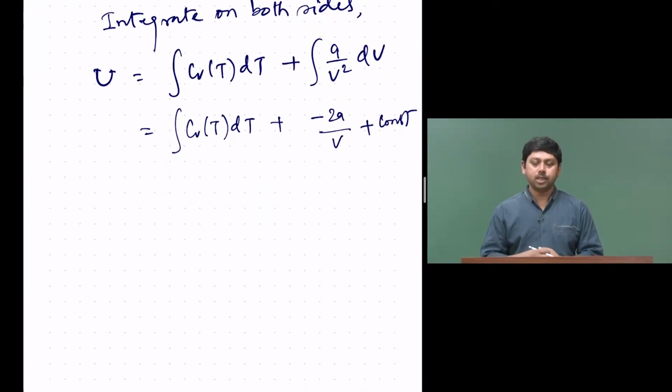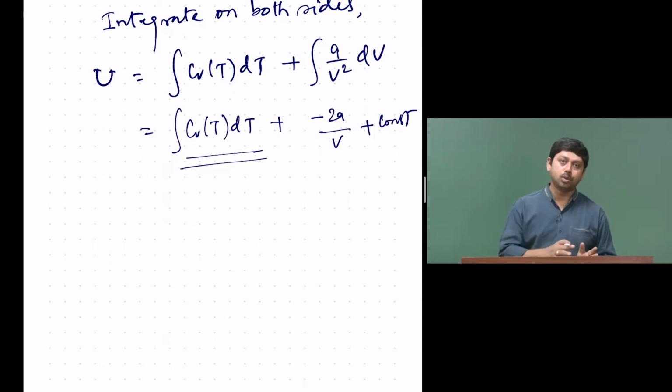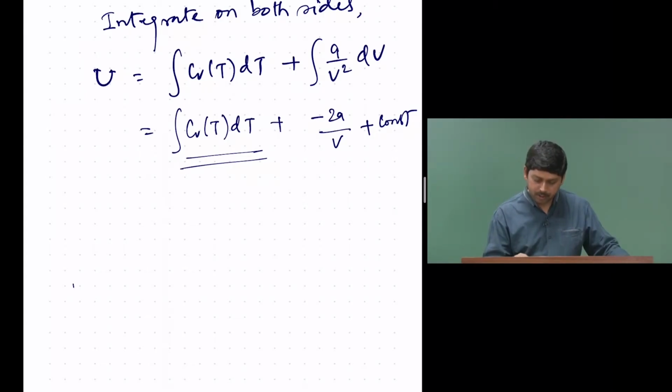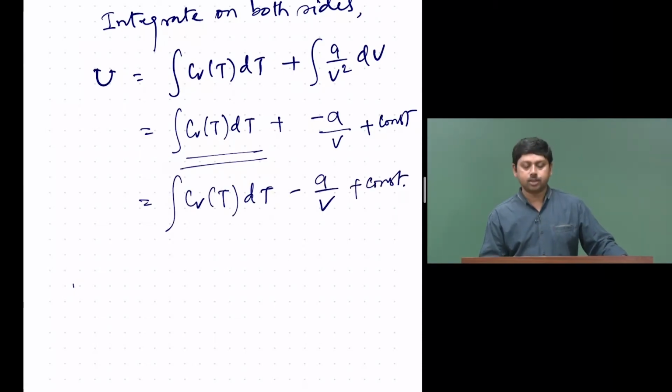So, that is how we can express U. We cannot do this integration because we need to know the expression of C V as a function of T. If you know that, then you can do it, because we already showed that it depends on T. If it is a constant, then C V will just come out, and typically it is assumed to be constant in many cases, especially for an ideal gas. Sorry, it should be A by V, not minus 2; it will be minus A by V. So, writing again: C V dT minus A by V plus an integration constant.